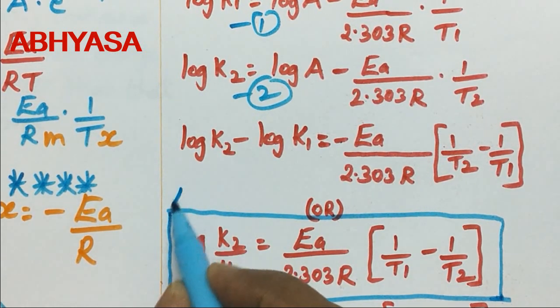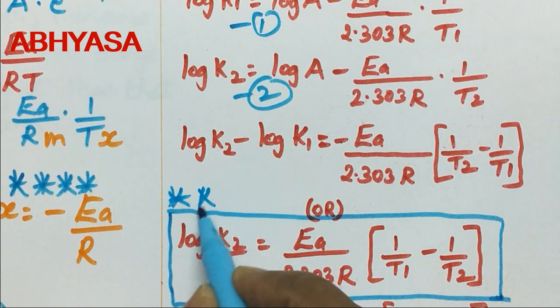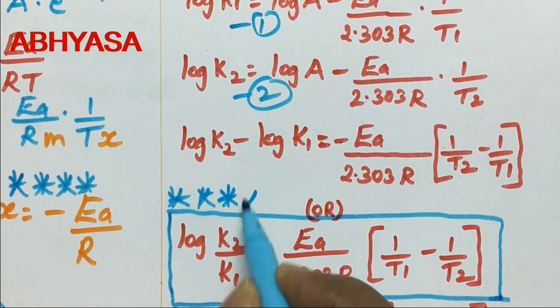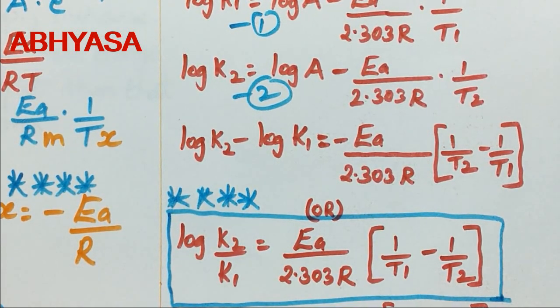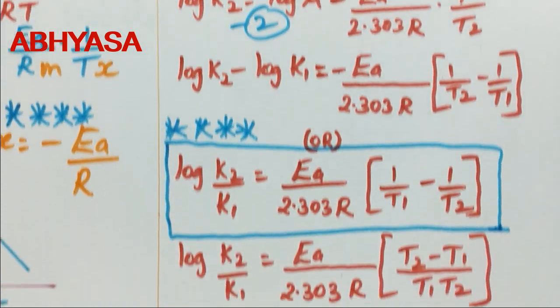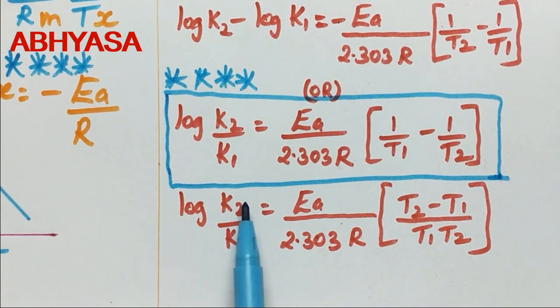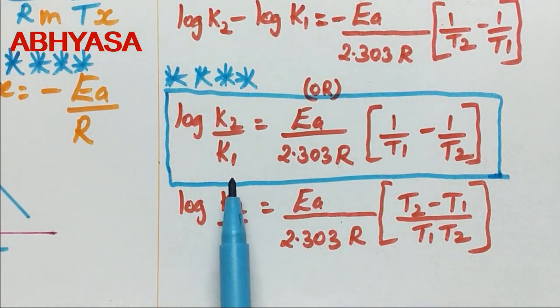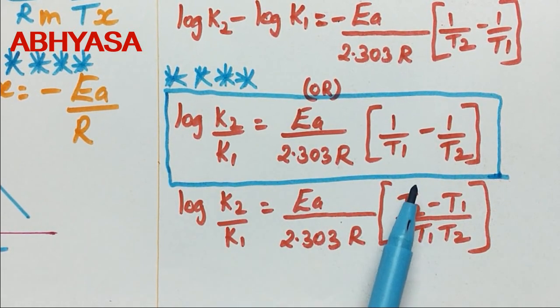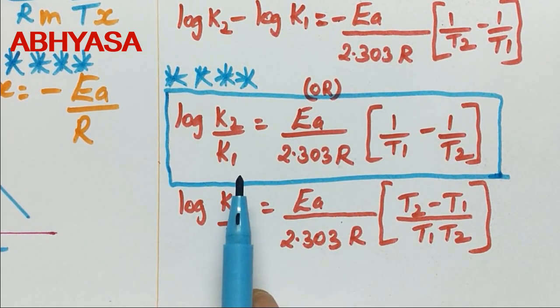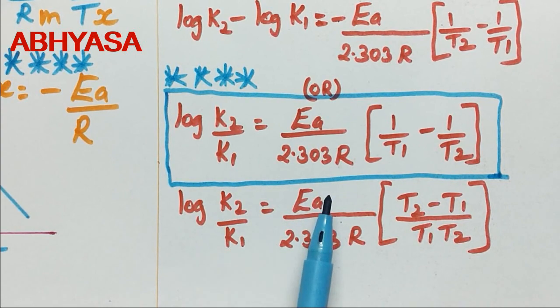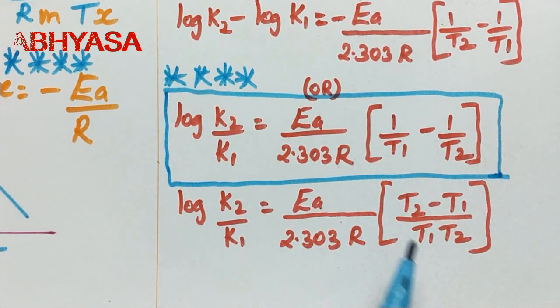And this is also a very, very important formula to solve numericals. We get numericals both in entrance exams as well as for the board examination. Once you take the LCM, it becomes like this: log K2 by K1 equal to Ea by 2.303 R, T2 minus T1 by T1 T2. So this is the expression for rate constant at two different temperatures. What is it? Log K2 by K1 equal to Ea by 2.303 R, 1 by T1 minus 1 by T2.